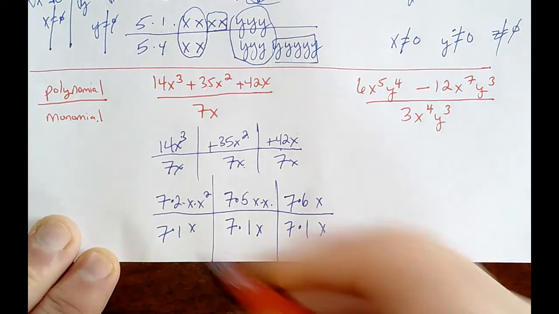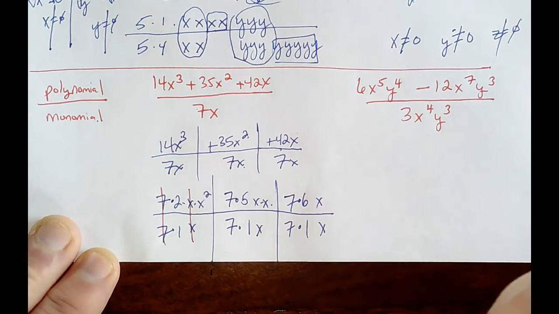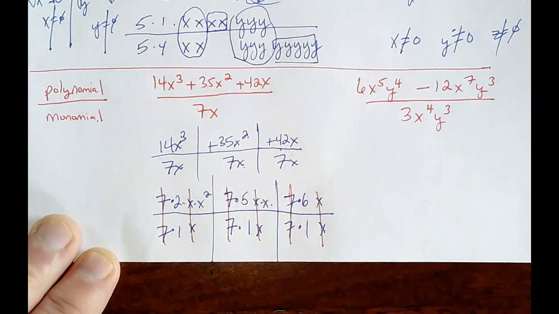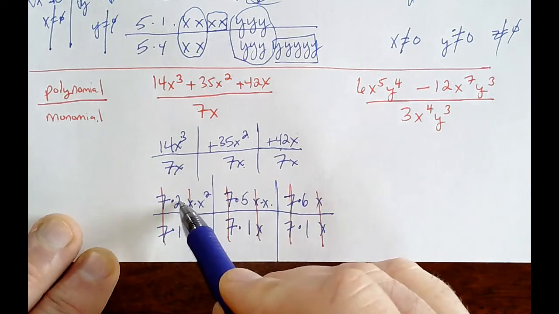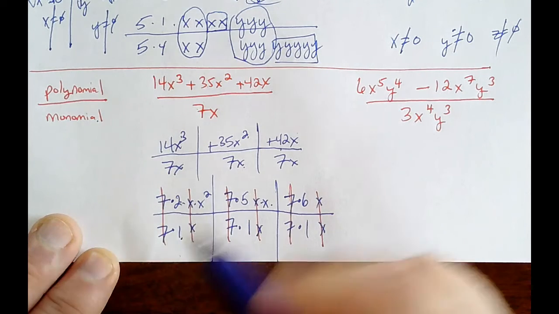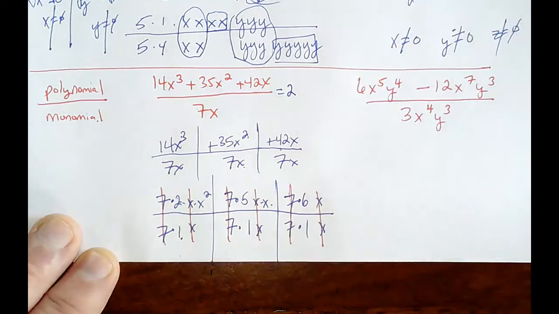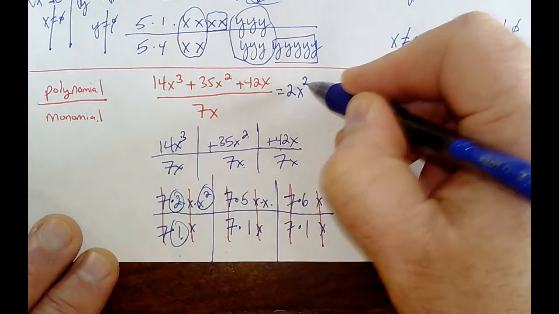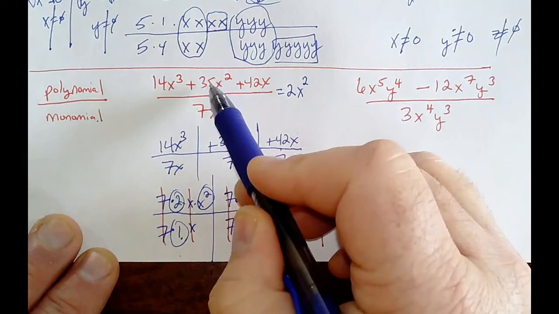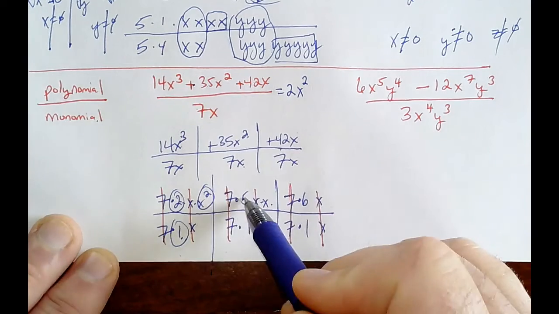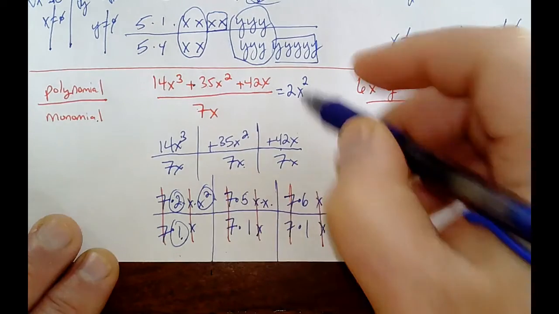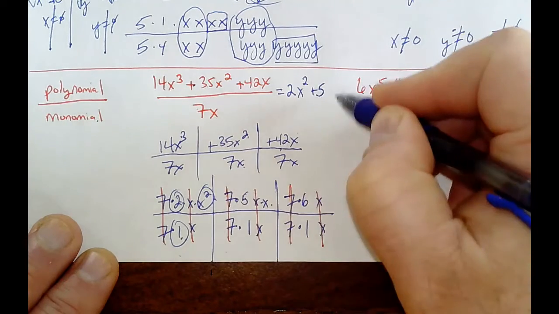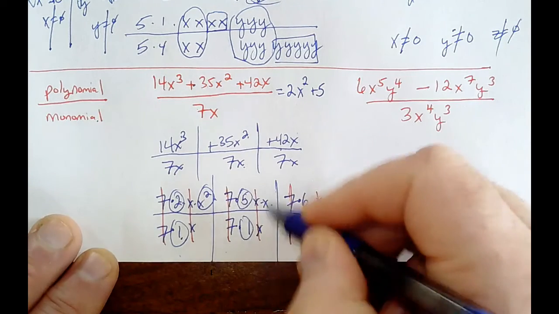So now when I reduce out the commonality of pieces here, I have those pieces left. But we can't forget the signs. This 2 is positive, that 1 is positive. So 2 over 1 is 2, with an x squared. This 5 is going to be positive, because it was positive 35. 5 over 1 is positive 5x.